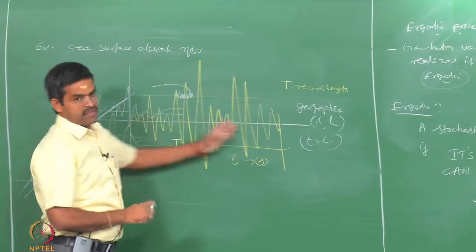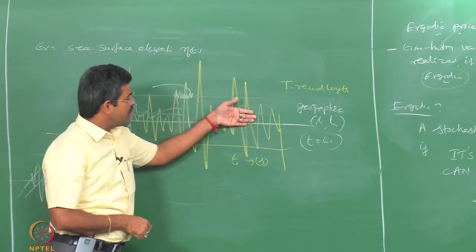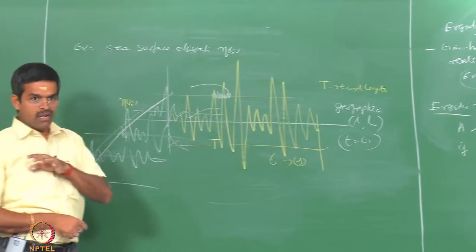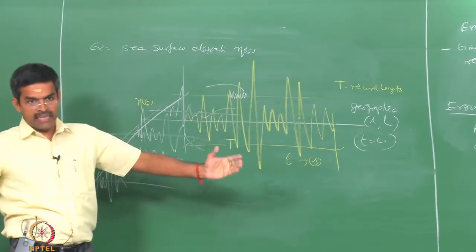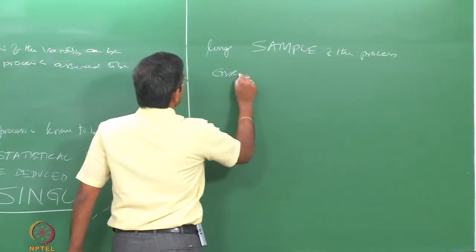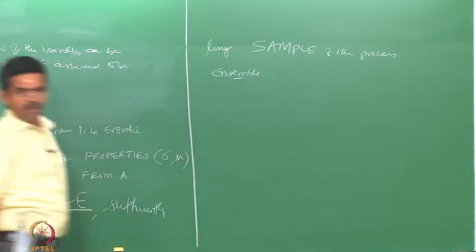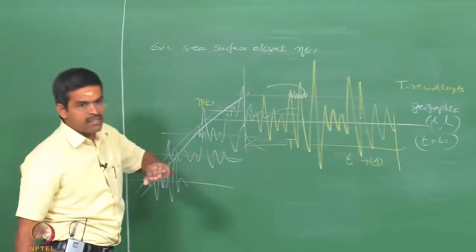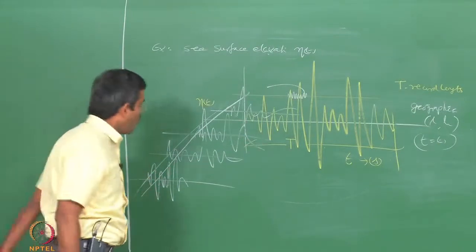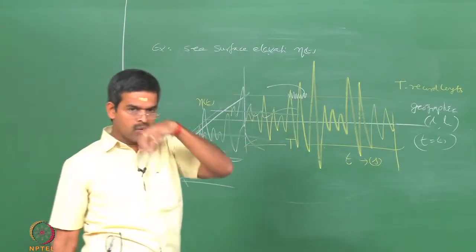Though it is random in nature, though it has got stochastic variation along different parameters, still I am able to pick up one sufficiently long sample from the ensemble, which gives the mean and standard deviation, or the statistical characteristics, as same as that of all the processes. Okay, then it is called ergodic.